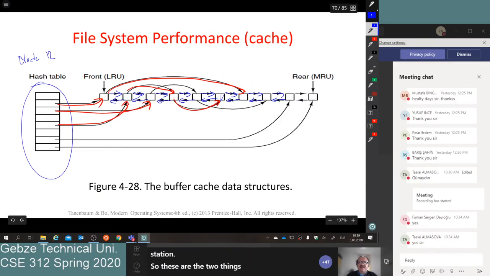And then we said that this is our main file system cache structure. It's a hash table. So what do we hash here? We hash the block number on a disk.